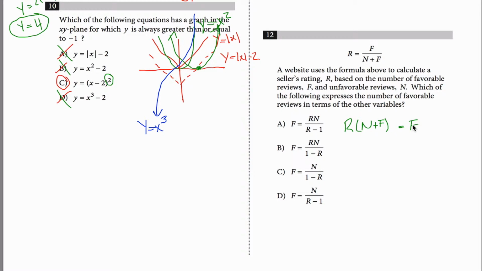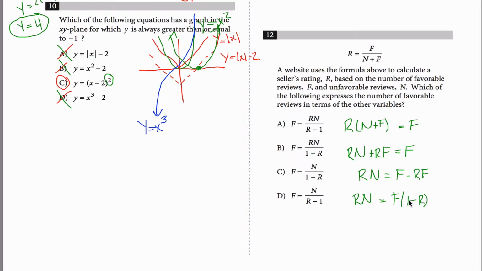Okay, so now you've got f all by itself, but it's in terms of f. That's no bueno. You've got to get this f over to this side of the equation. It's hard to do with the parentheses, but you can get rid of the parentheses if you take that r and distribute through. It'll give you rn plus rf is equal to f. So then to get all the terms with f's in them on one side, just subtract that rf over to this side. And now all your terms on this side have an f in them, so you can factor out an f. And what you'd be left with is 1 minus r. Don't forget to write the 1 right here.